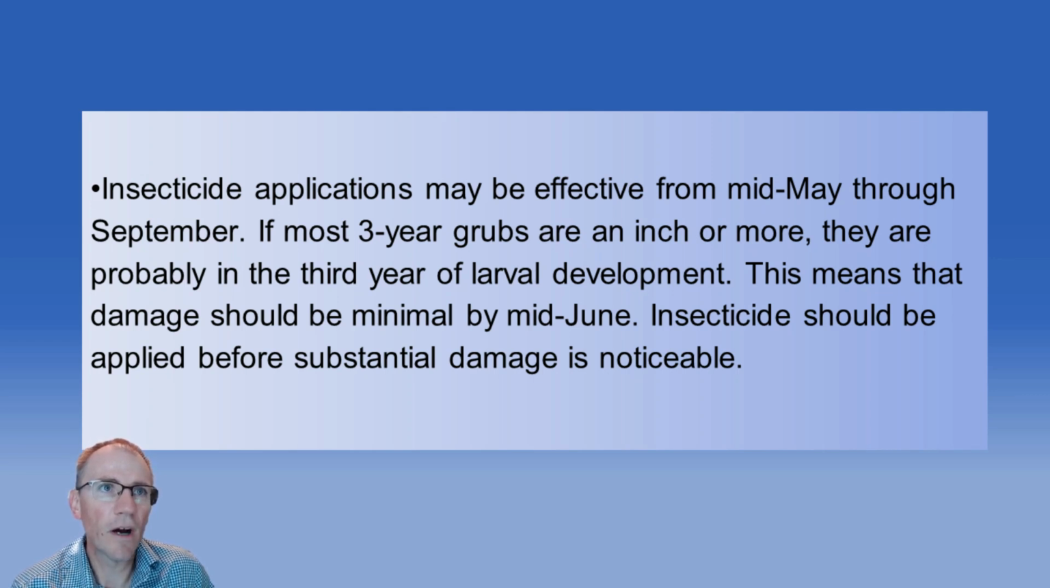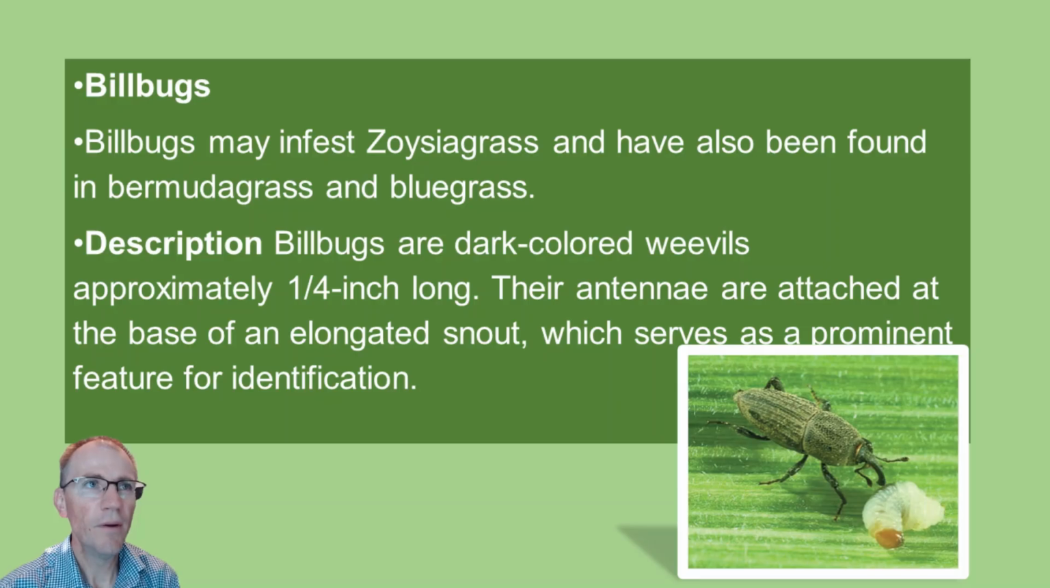If most 3-year grubs are an inch or more, they are probably in the 3rd year of larval development. This means that damage should be minimal by mid-June. Insecticide should be applied before substantial damage is noticeable. Billbugs may infest zoysia grass and have also been found in Bermuda grass and bluegrass. Description: billbugs are dark-colored weevils approximately 1/4 inch long. Their antennae are attached at the base of an elongated snout, which serves as a prominent feature for identification.